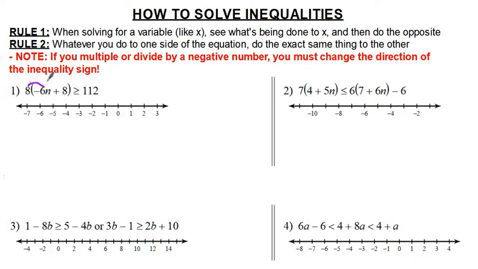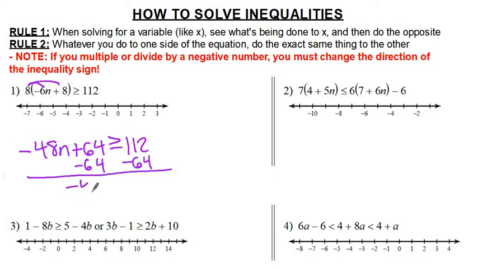So I'm going to take the 8 and distribute, and we'll have negative 48n. That's 8 times negative 6n. And then 8 times 8 is 64, greater than or equal to 112. We'll subtract 64 from both sides, and we'll get negative 48n is greater than or equal to 112 minus 64, which equals 48.